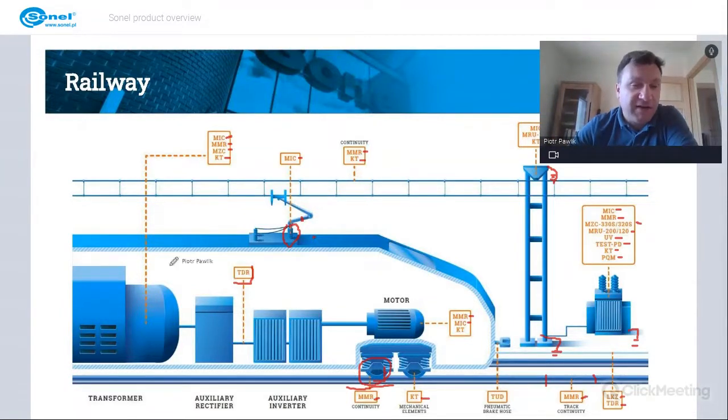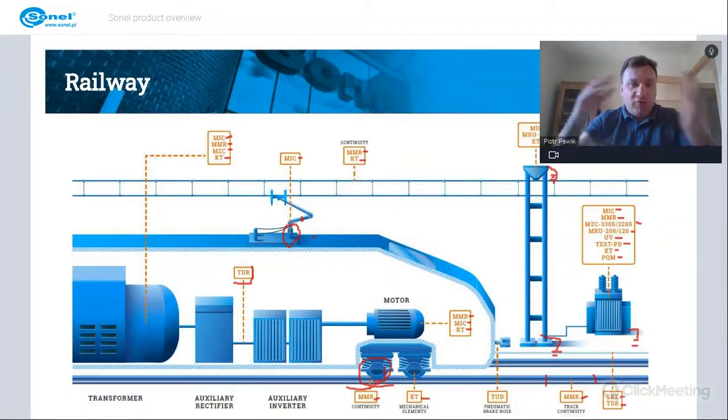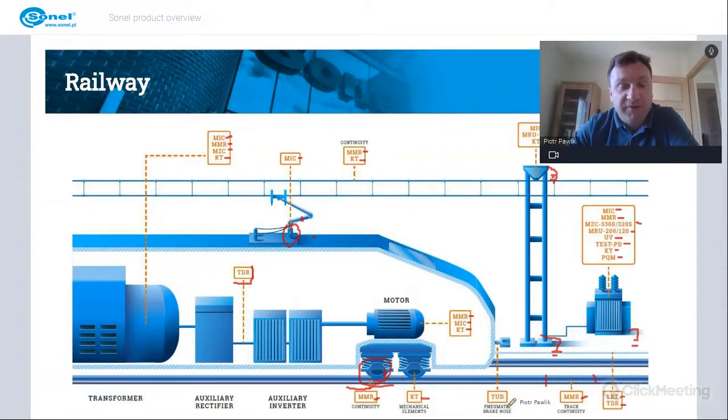And of course, any mechanical components which could be faulty will be overheating, and we will find this using thermal imagers of KT series. Okay, so those were the electrical and mechanical parts of the railway system. And now we can also find the pneumatic brake hose.